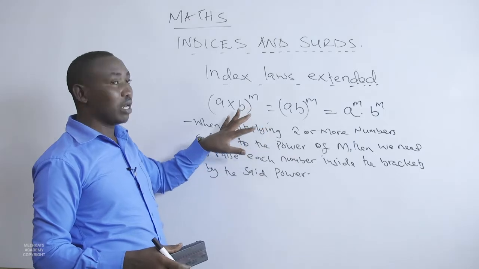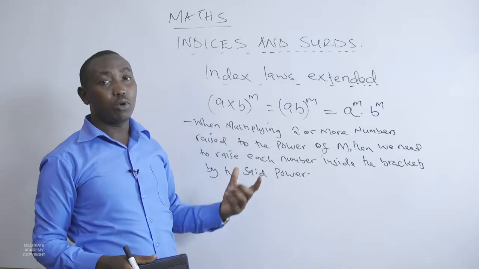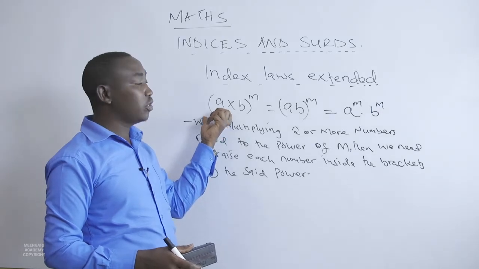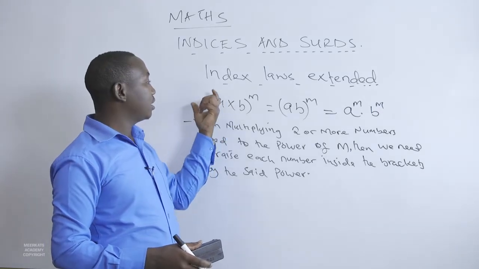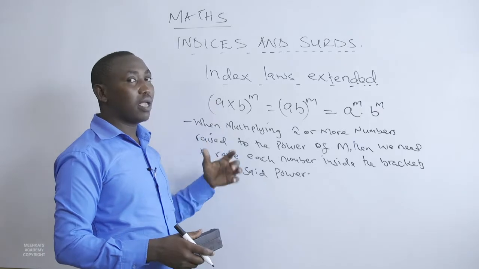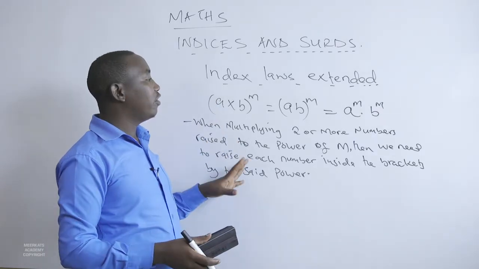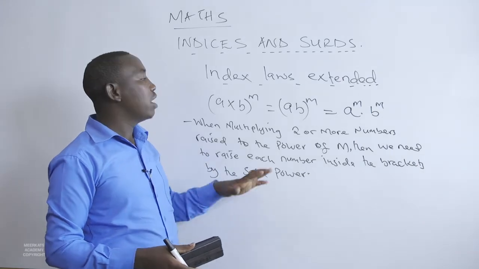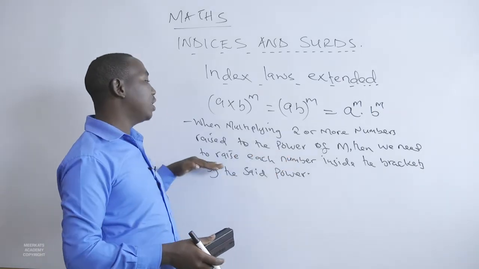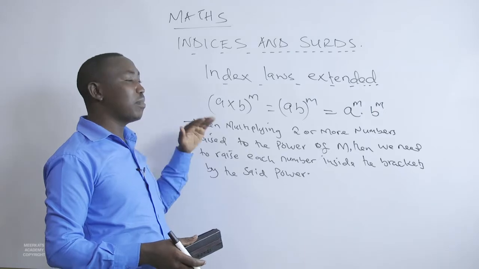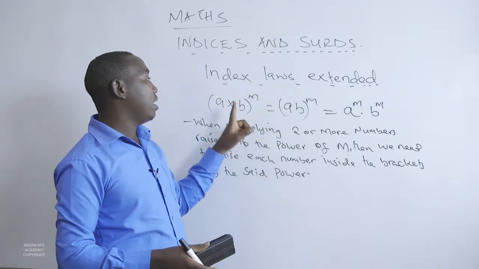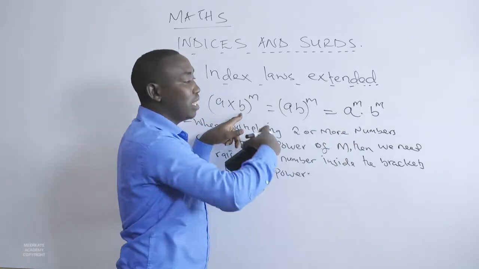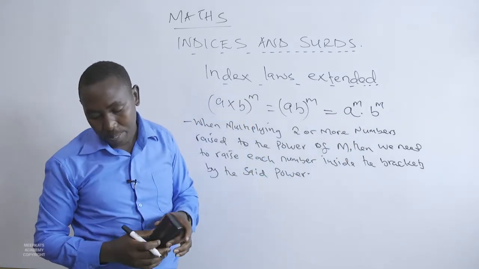So like in this case, you can see we are having these two pronumerals being joined by a multiplication sign. So whenever we are multiplying, there can be 2 or more. Then it follows that the power in which those contents of the brackets have been raised to, we need to raise each number inside the brackets by the said power. And that's why we raised a by the said power, which is m. We raised b by the said power, which is m.